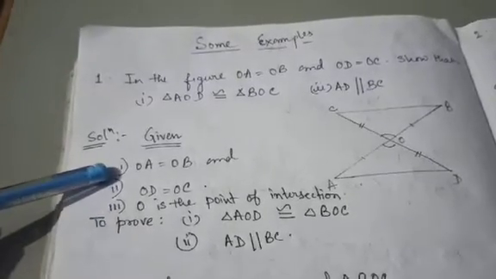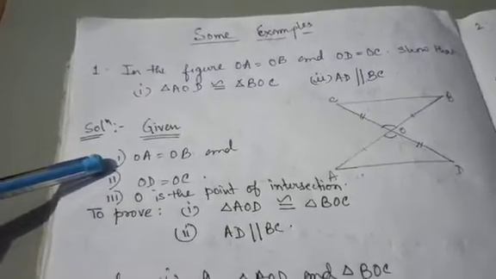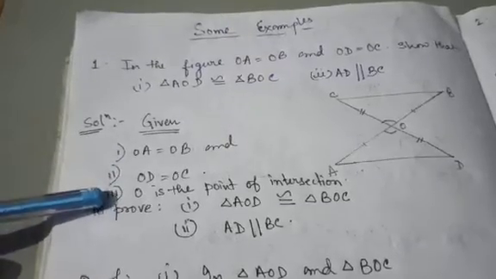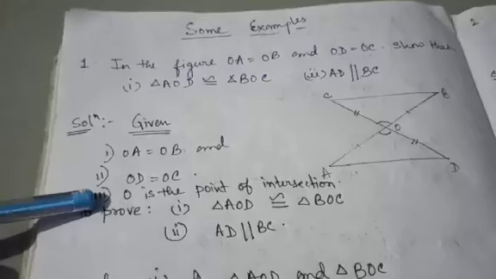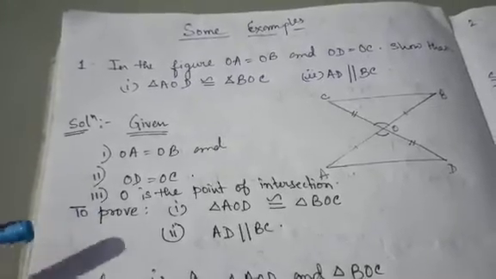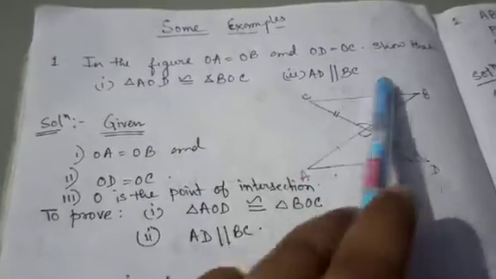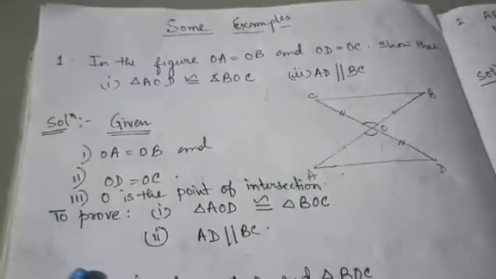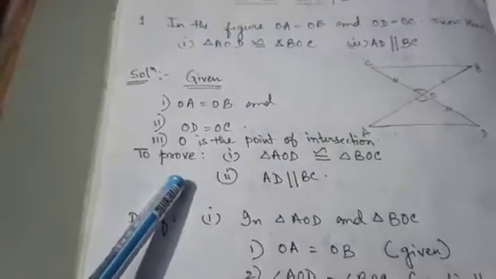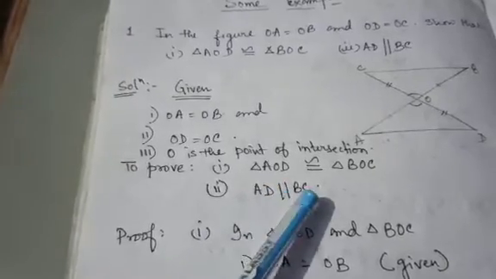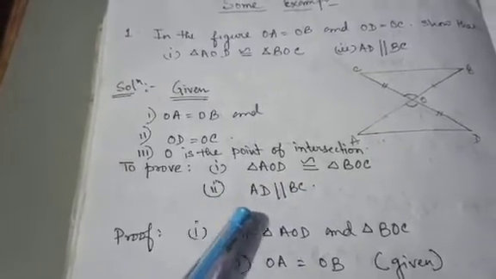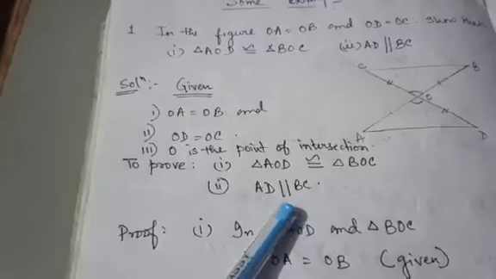In the question it is given OA is equal to OB and OD is equal to OC, and from the figure we can see O is the point of intersection. Now, to prove, that is, show that, is our to prove. So next we will write to prove. First one is triangle AOD is congruent to triangle BOC, and second one is AD is parallel to BC.